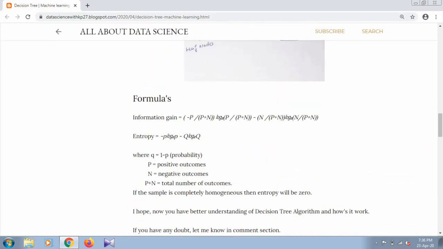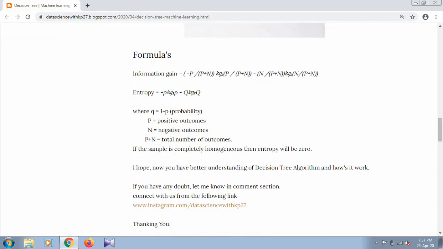Next we will discuss the formulas, how we calculate the information gain and entropy. So this is the formula for the information gain, and this is the entropy. The terms used in the formula are: P is the positive outcomes, N is the negative outcomes, Q is the probability of something not happening, that is 1 minus P, P is the probability of something happening, and P plus N is the total number of observations, or total number of outcomes. So this is all about the decision tree algorithm.